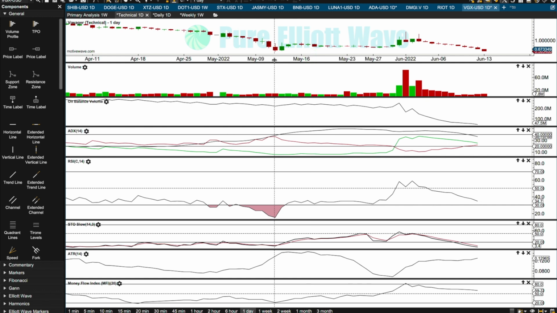RSI here, deeply oversold. The close, 0.627931. The close here, oh, a lot lower. Oh, strong bullish divergence. Nice gravestone doji here. Bullish engulfing candlestick pattern here.